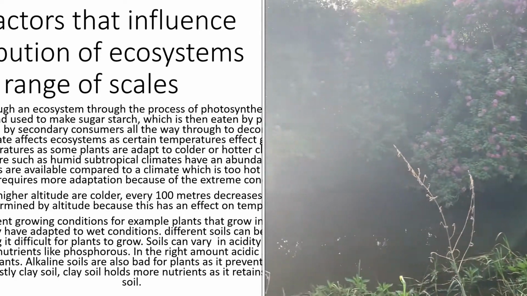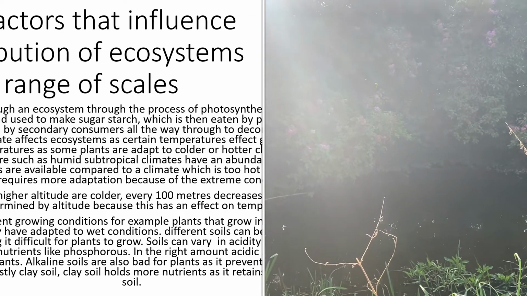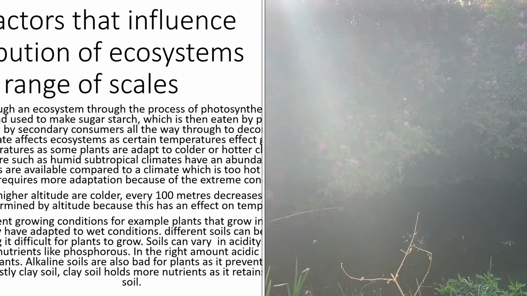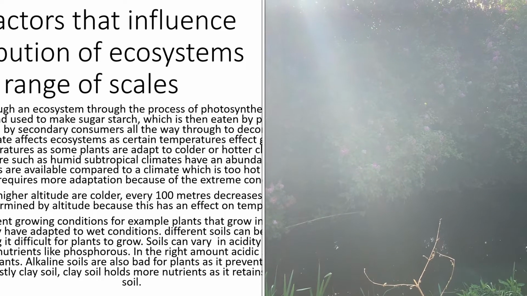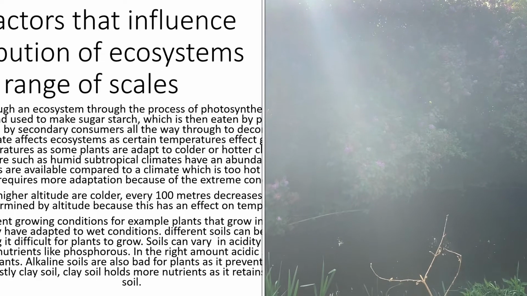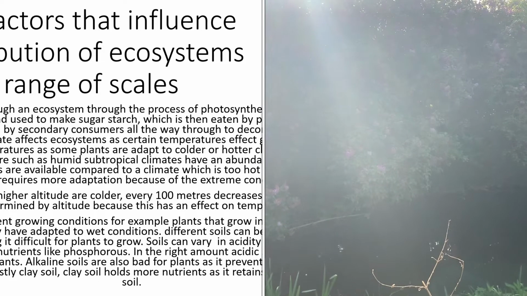Soils can vary in acidity levels. If too acidic, it can decrease certain nutrients, like phosphorus. In the right amount, acidic soils can provide good growing conditions for plants. Alkaline soils are bad for plants, as they prevent the roots from taking in nutrients.